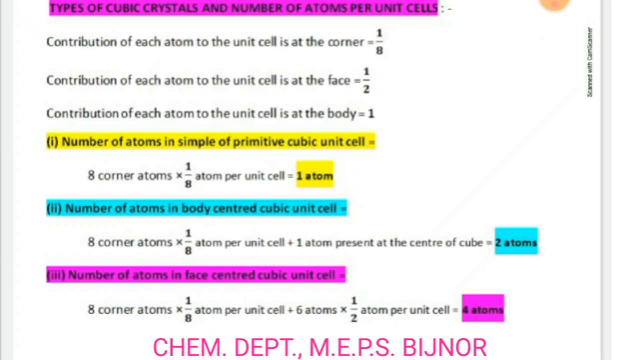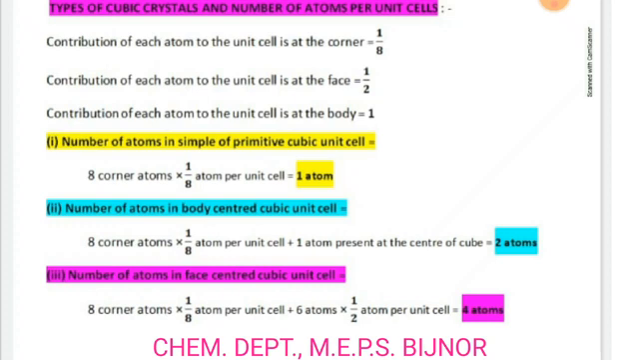The number of atoms in a simple or primitive cubic unit cell is equal to 8 corner atoms, multiplied by 1/8 atom per unit cell. So the holding capacity of a simple cubic unit cell is 1 atom. Second, the number of atoms in a body centered cubic unit cell: 8 corner atoms multiplied by 1/8 atom per unit cell, plus 1 atom present at the center of the cube, is equal to 2 atoms. It means BCC holds 2 atoms.